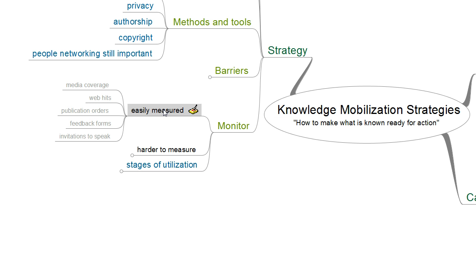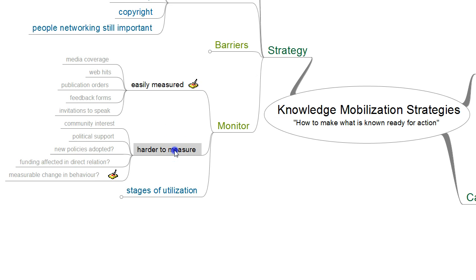But things that are a little bit harder to measure but that probably give you more of an idea of the effectiveness is how much interest the community has in using these knowledge mobilization processes that you've adopted. How much political support there is, management level rather.